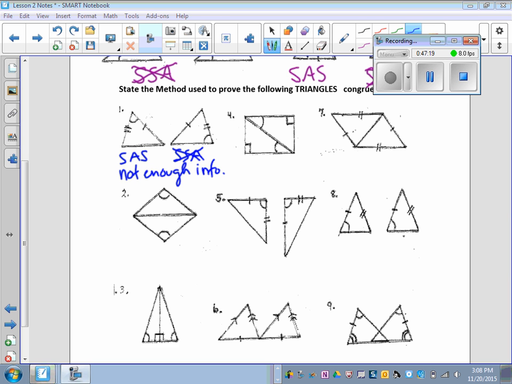Alright, number 4. This middle side is the same. So we have angle, angle, side, angle, angle, side. So they are congruent by angle, angle, side. Okay. Next, our middle side again is the same. So they are congruent by side, side, side.